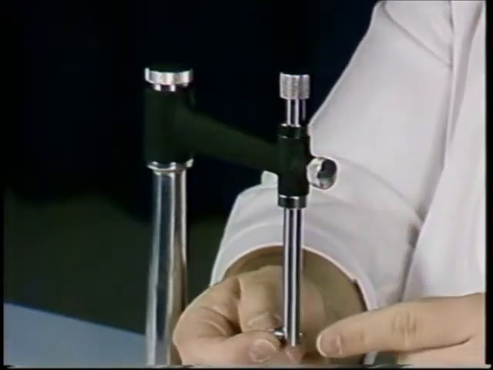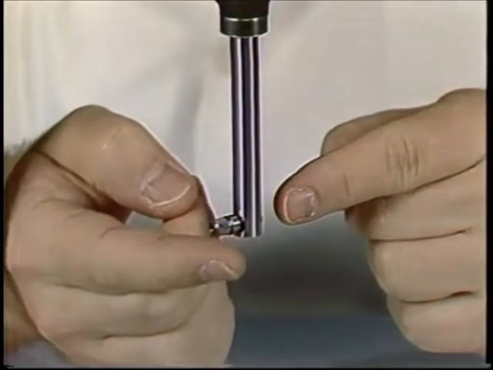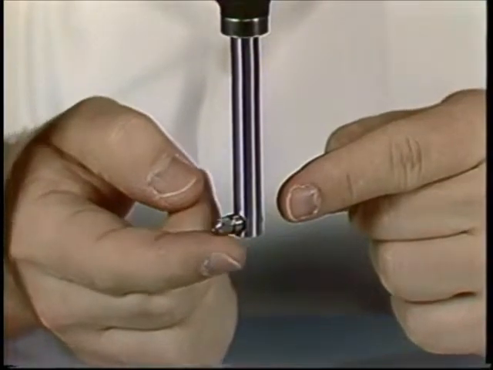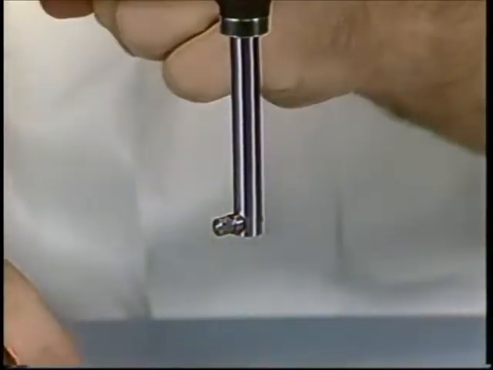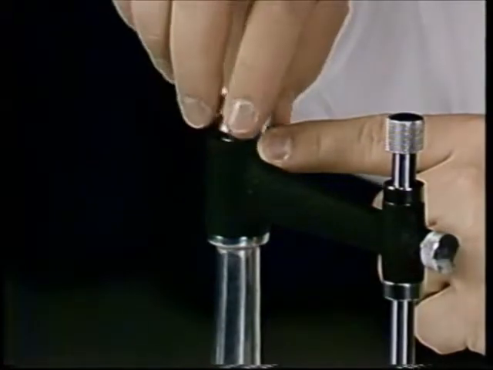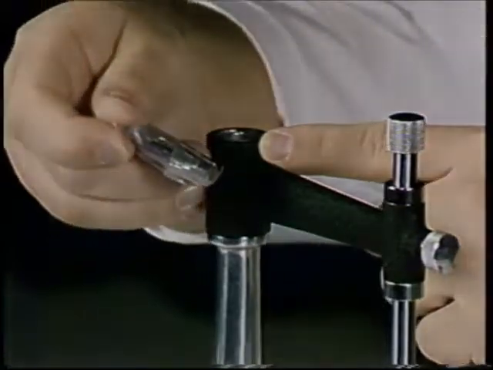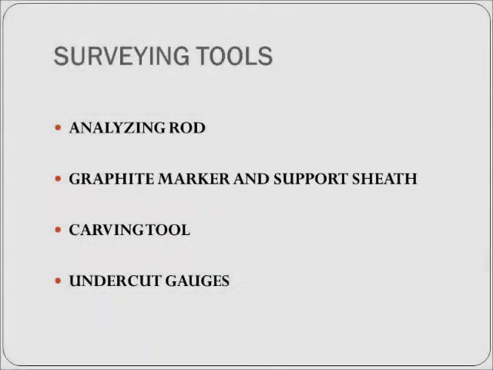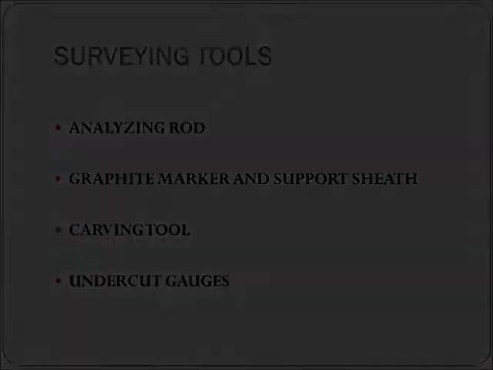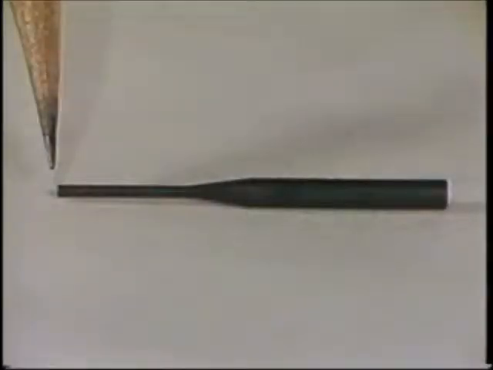A small collet is used to attach the surveying tools to the vertical spindle. When the surveying tools are not in use, they may be stored in the metal column. Surveying tools consist of an analyzing rod, cylindrical graphite marker and supporting rod, a carving tool, and a selection of undercut gauges.